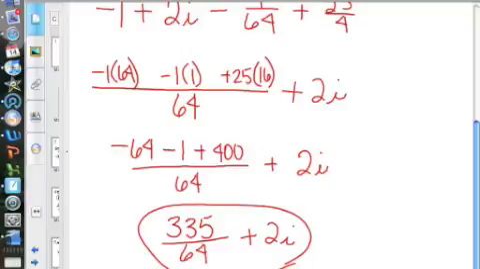No, nothing goes into, wait, 5, 6, 7, 8, 9, 10, 11. No. And you can just leave it improper.